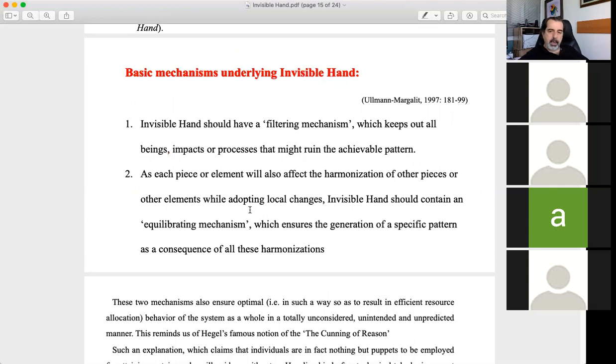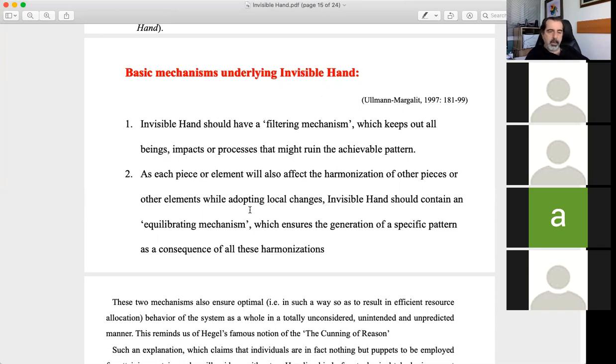One is a filtering mechanism, which keeps out all beings, impacts, or processes that might ruin the achievable pattern. You know, one of the most important or frequent criticisms of the idea of the invisible hand is the existence of idiosyncrasies among individuals. What I mean is that in usual general equilibrium models, we use the representative individual, you know, it's the atom, which is the very basis of the system, and these atoms are all the same. It's representative, all individuals are similar, they are self-interested, there are no differences of, I don't know, for example, race, gender, class, etc. But the existence of these kinds of differences may disrupt the working of the mechanism or its reproduction in general.